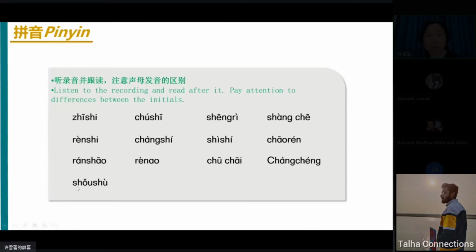手术, 手术, 手术. Shangchang, 商场, 商场. Shangchang is like a shopping center or department store. Shangchang.